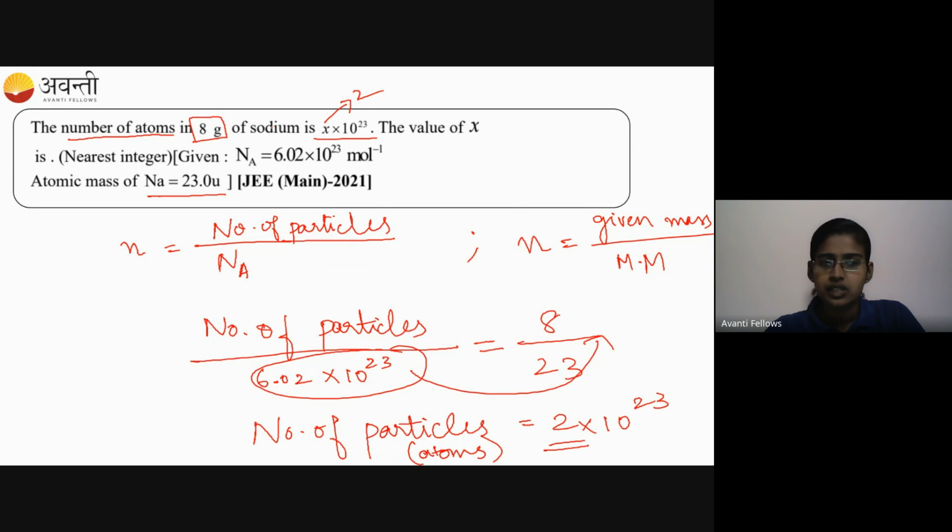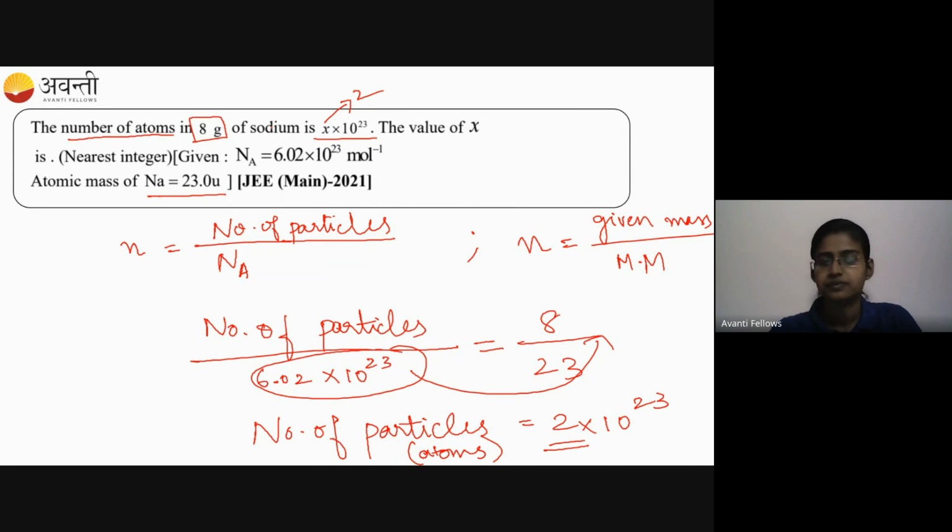Ramnagar, I think you have made a mistake in the calculation, the mathematics part. Just have a look at it. You don't have to change the power of this 10. Just do the calculation: 8 by 23 into 6.02.